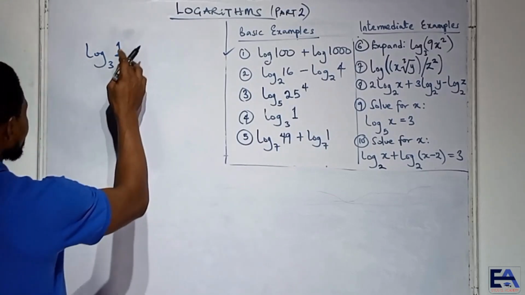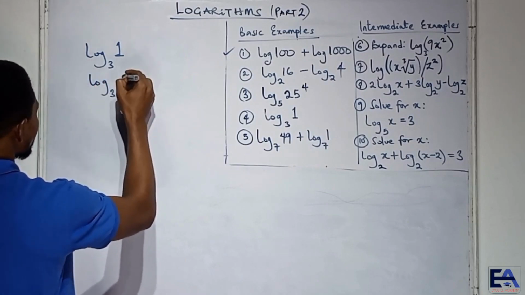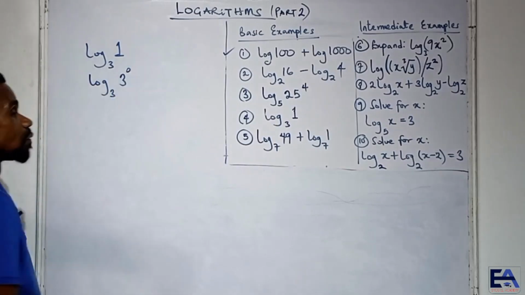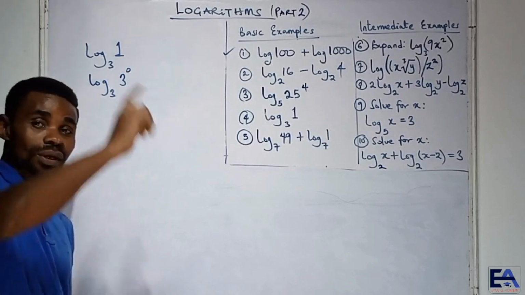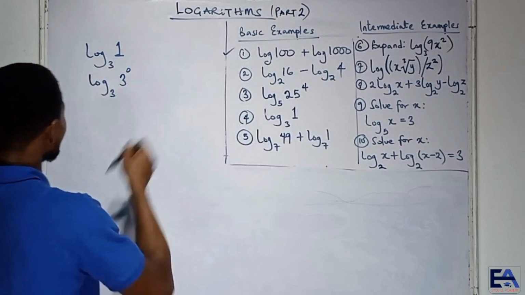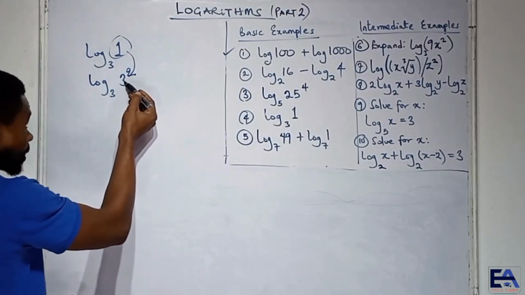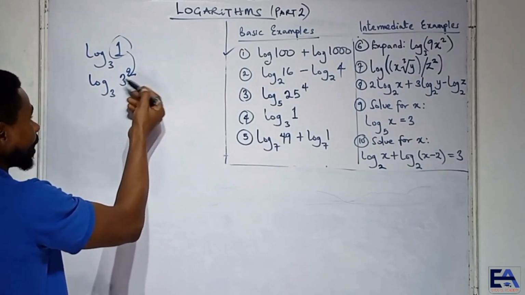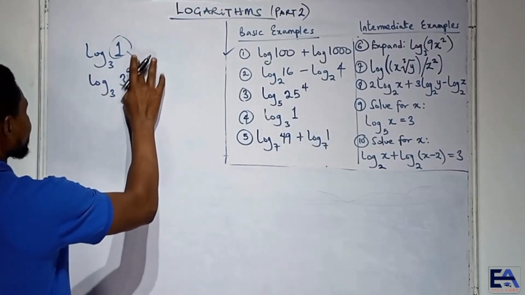All right, we can easily change this 1 to log 3 raised to power 0, because according to the law of indices, any number raised to power 0, the answer is always 1. So instead of writing 1 here, we'd rather change it to 3 raised to power 0. The reason why we chose 3 out of all numbers is for us to have something that is the same as the base, so that we can easily simplify it to 1. That's the trick, okay?